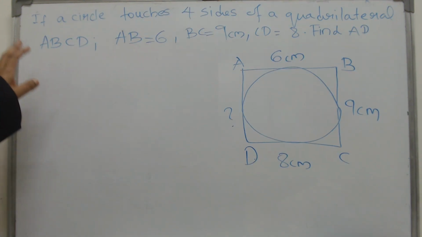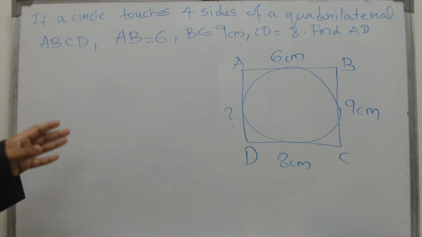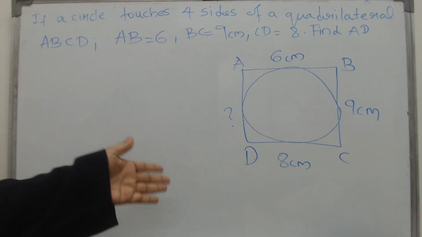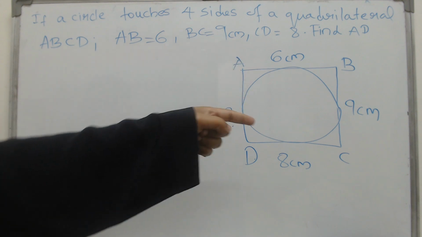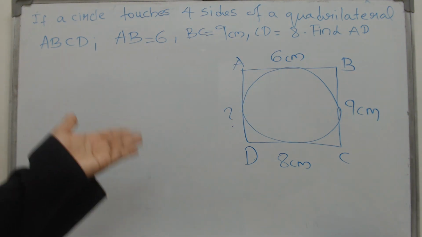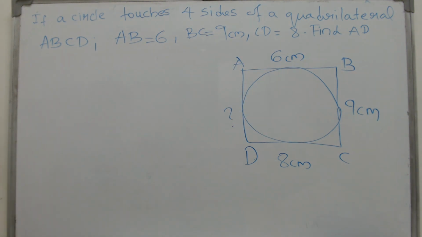Now on to our last question. A similar situation. Again a quadrilateral circumscribing a circle. But this time what is the problem? You are given the measurement of 3 sides. You have to find the 4th side. Not a big deal, right?